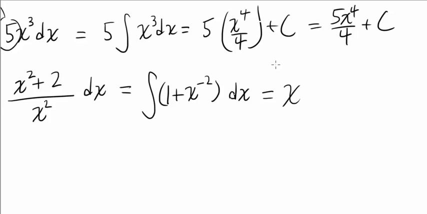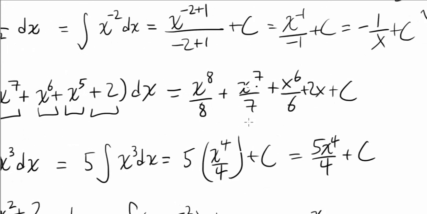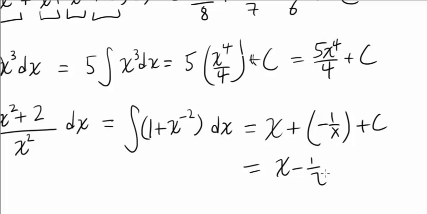And how about x to the -2 power? I think we've done that above actually. We get -1 over x, or we can do it again, but I'll just copy it up since we already evaluated it. So we know that's -1 over x plus c. So the answer is x minus 2 over x plus c.